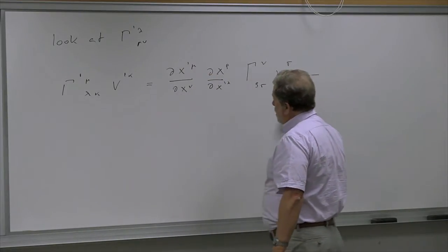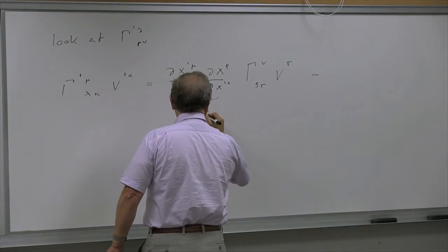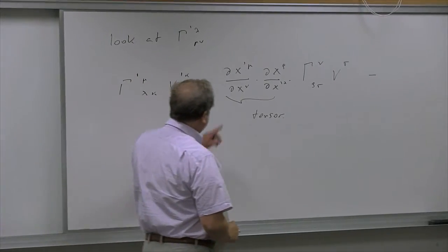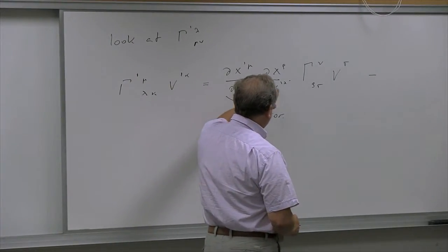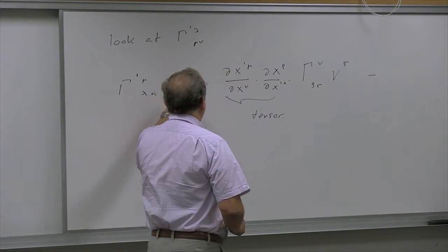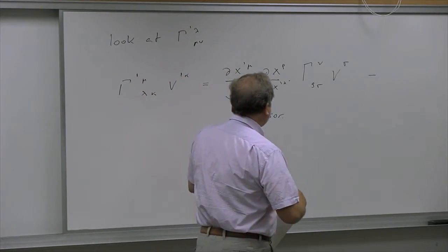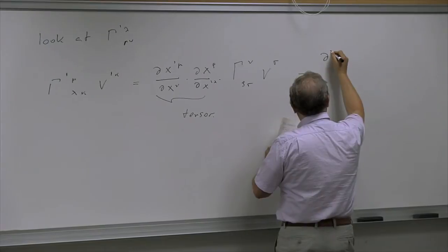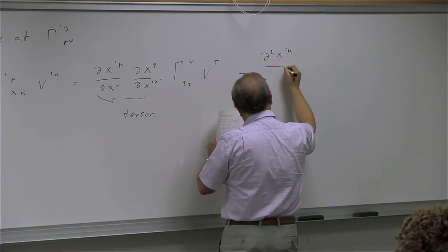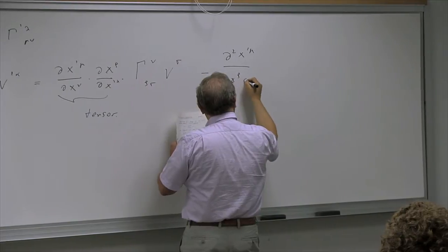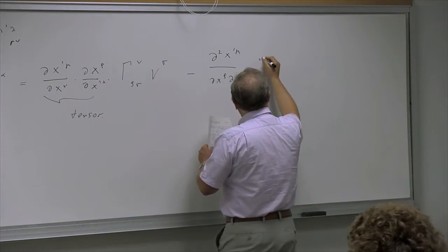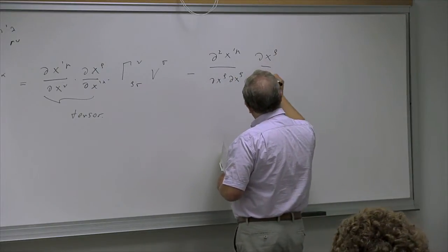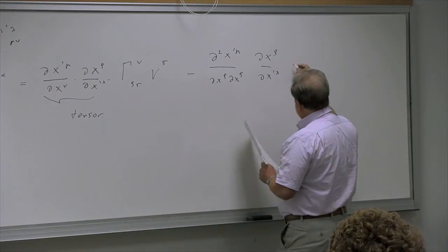That would be the piece that, again, would make it transform like a tensor, because you would have two factors that are either dx prime by dx or dx by dx prime, and so forth. But then there is a second term, which has the following structure: the second derivative of x prime mu times dx rho by dx sigma, times dx rho by dx prime lambda, and then times v sigma.